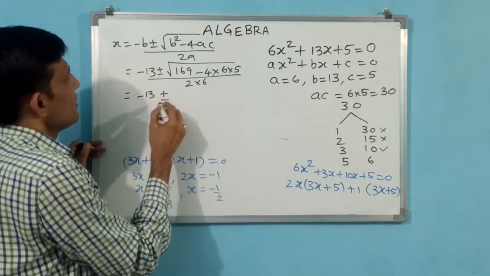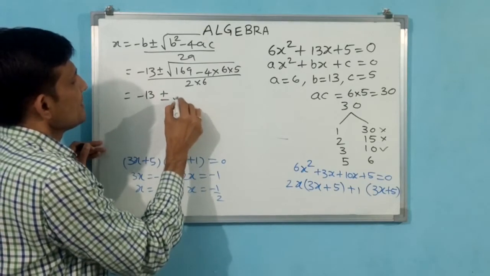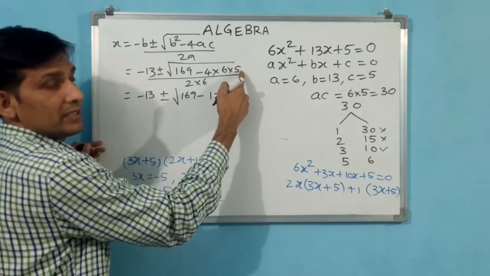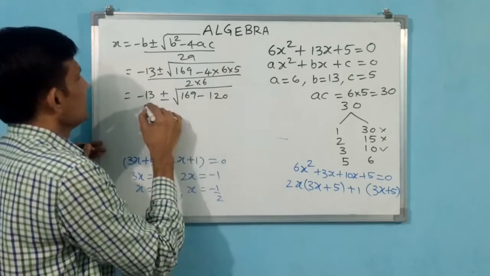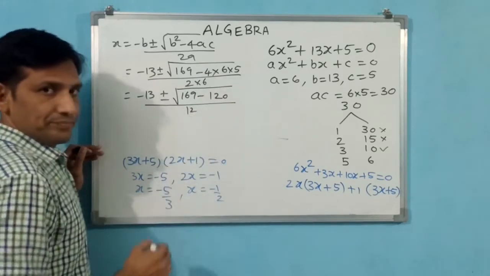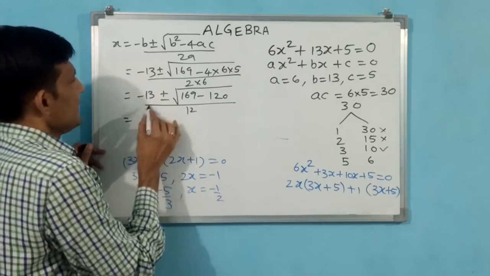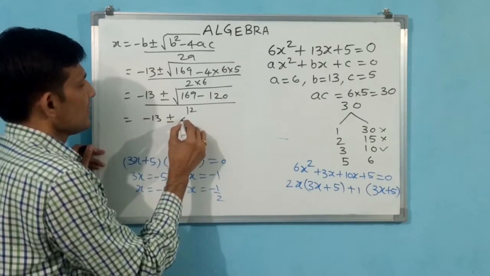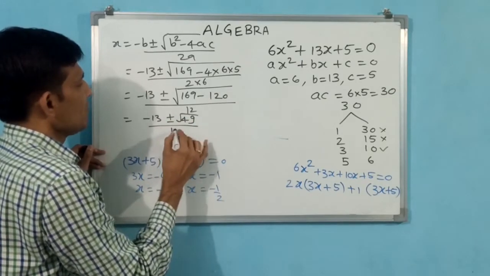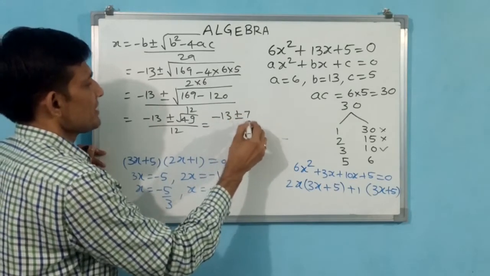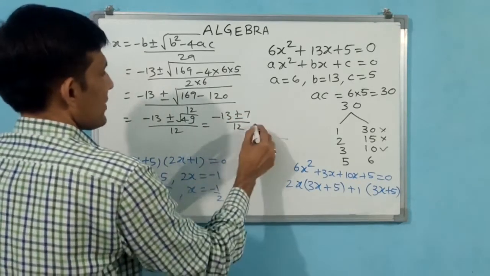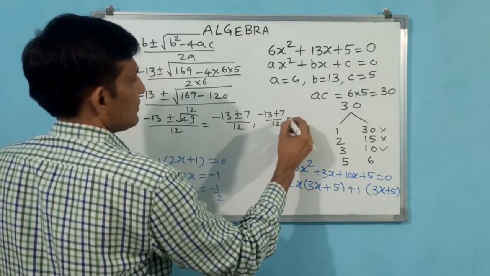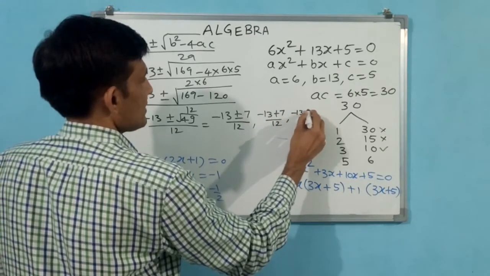Minus 13 plus or minus root of 169 minus 120. Why? Because 6 into 5 is 30, 30 into 4 is 120. That gives 49. Then minus 13 plus or minus root 49 by 12, that is equal to minus 13 plus or minus 7 by 12. Then minus 13 plus 7 by 12 or minus 13 minus 7 by 12.